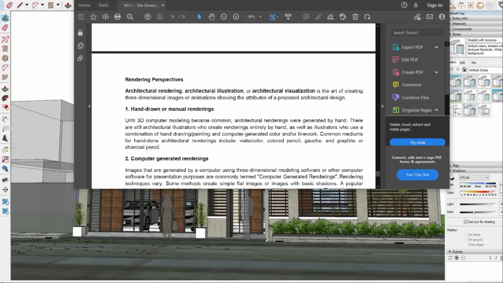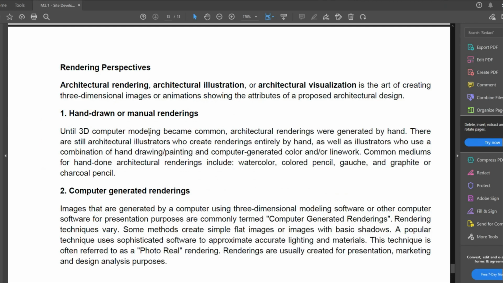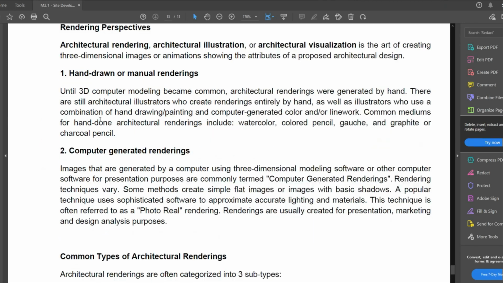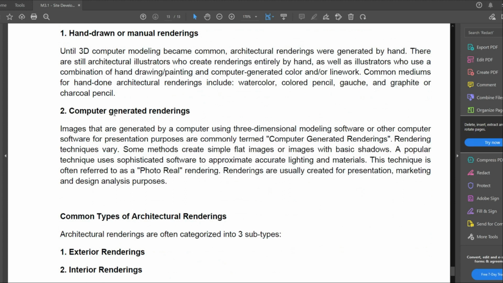So rendering perspective. Pwede nga hand drawn lang siya or manual, or pwede nga computer-generated rendering siya. Like, magamit kita sang softwares like Lumion, V-Ray, Enscape. So that is a computer-generated rendering.